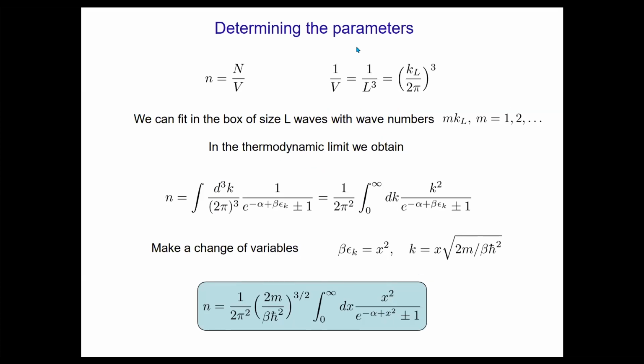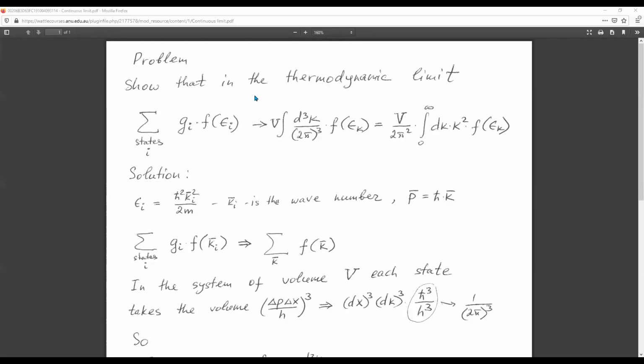So now I will stop sharing this file and share another screen, this one. So the problem: show that in the thermodynamic limit, any quantity f, any function of energy states or cells, when we sum over all cells in the energy spectrum with corresponding cell degeneracies, goes to this integral: V over 2 pi squared, integral of this function, depending on epsilon k, and the integral over the absolute value of the wave number.